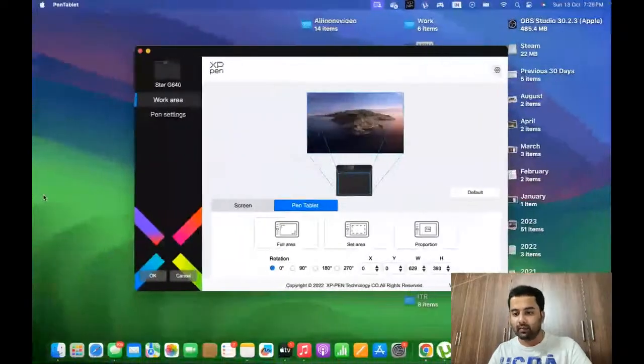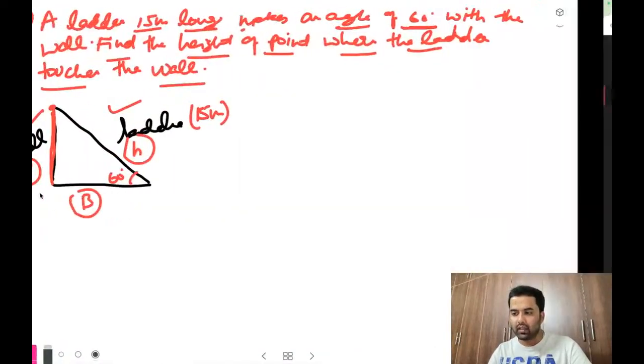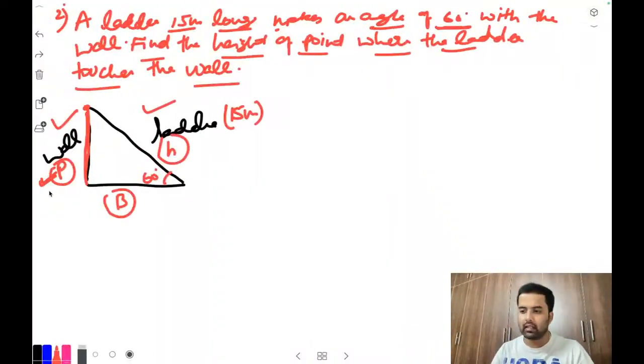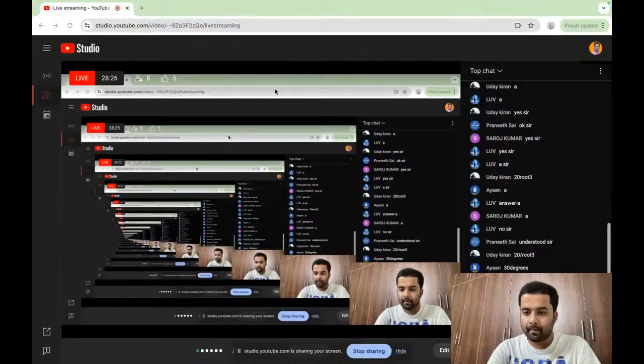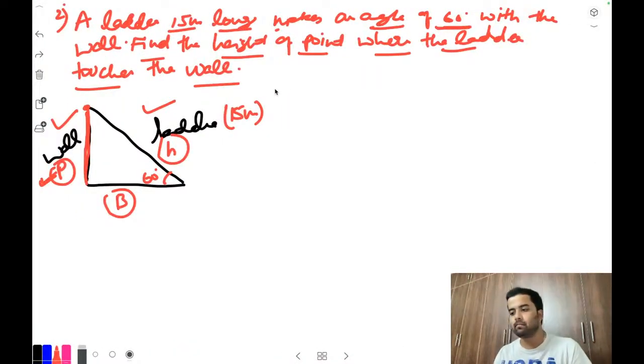Remember this. Let me check. Anybody have the answer of this? Root 5? No. Again, try this. Try this. Anyone have an answer? That's why I'm just stopping. Try this, everyone. P by H, what will come?